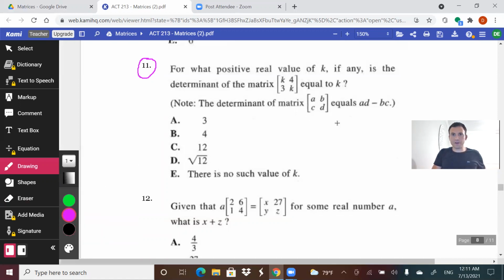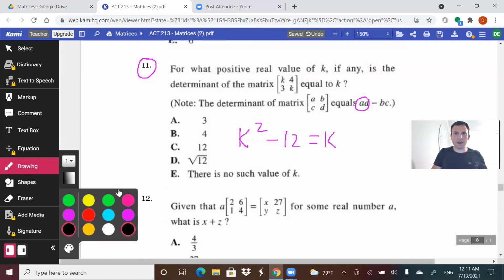So if you reread what it's saying, and again, feel free to pause if you want to try this one at this point. But if you reread what it's saying, is the determinant of the matrix equal to k? So the determinant is going to be k times k. That's the first diagonal. That's your AD. The second diagonal is going to be 3 times 4. That's your BC. So that's 12. And it has to be equal to k.